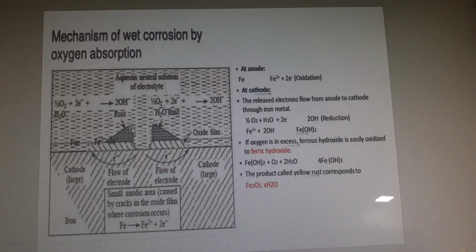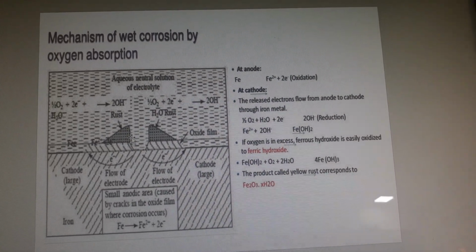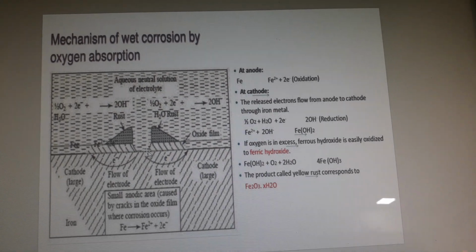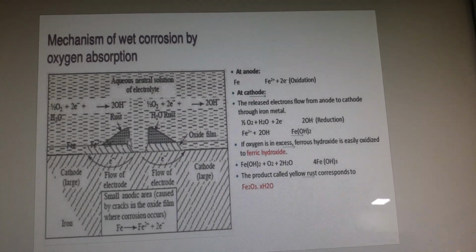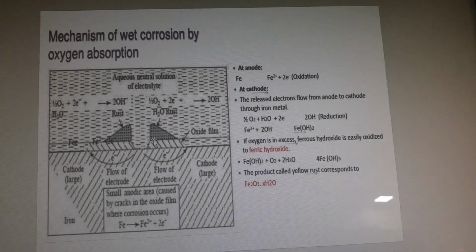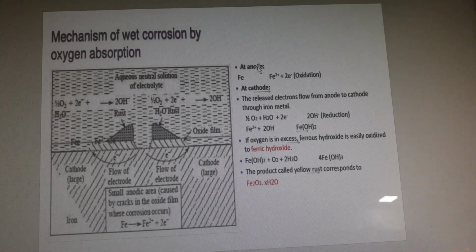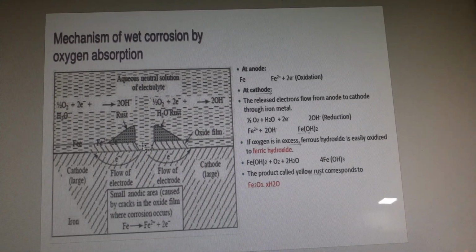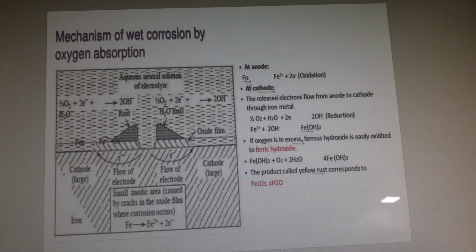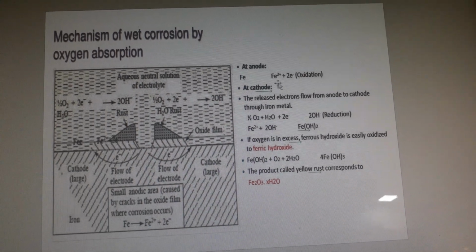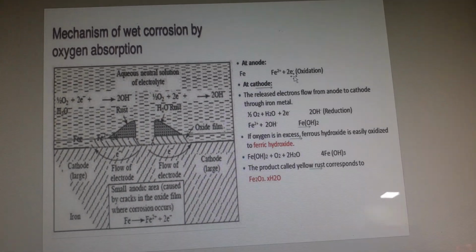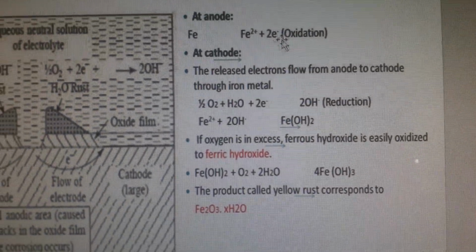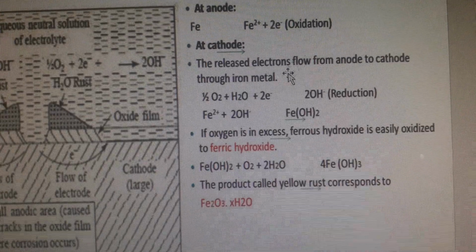So when the rust starts forming, it will cover the whole surface area, and then the corrosion is prevented. So what are the reactions at the anode? As we have studied, the smaller part is called the anode. At the anode, the Fe metal starts giving out Fe ions and electrons. Let me zoom to the reaction, and this process is called oxidation.